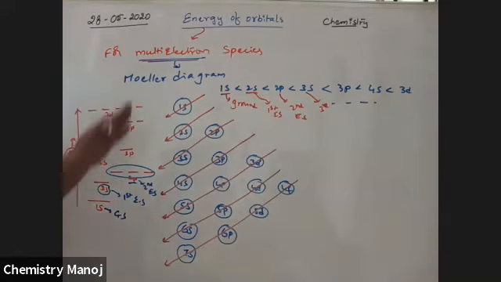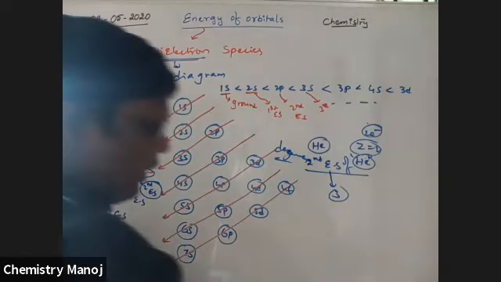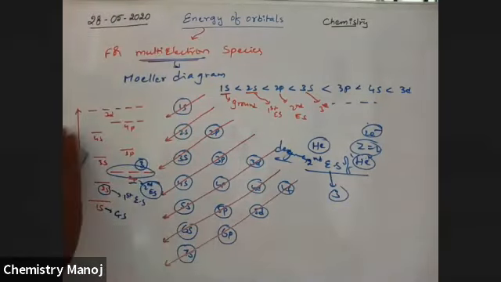So this is the way to identify the energy of the orbitals. That is for multi-electron systems, this is the way. So by using this diagram or by using our n plus l rule or n rule. Let us take one example for that n plus l and n rule.